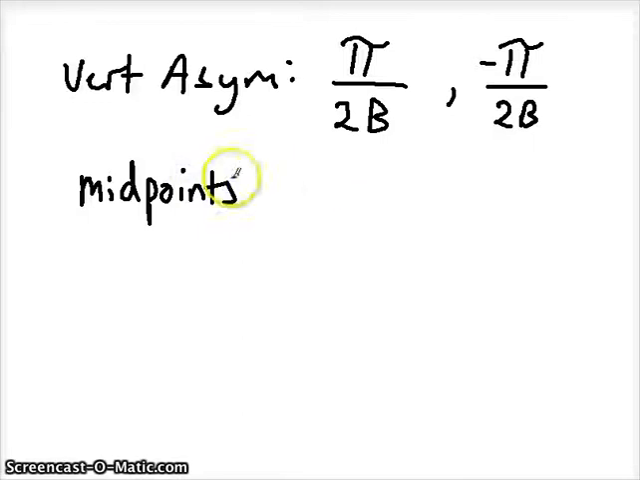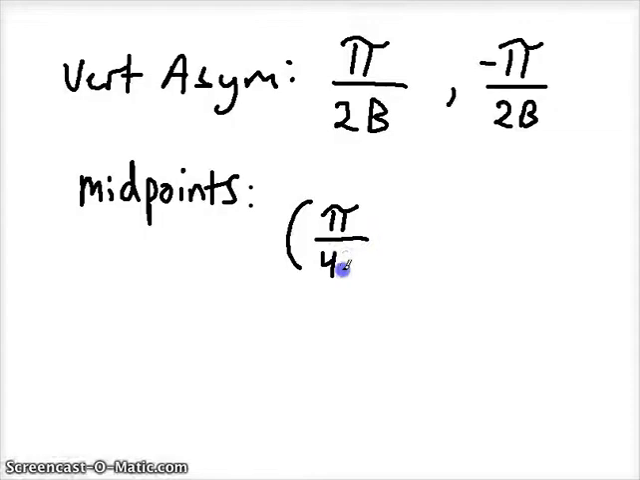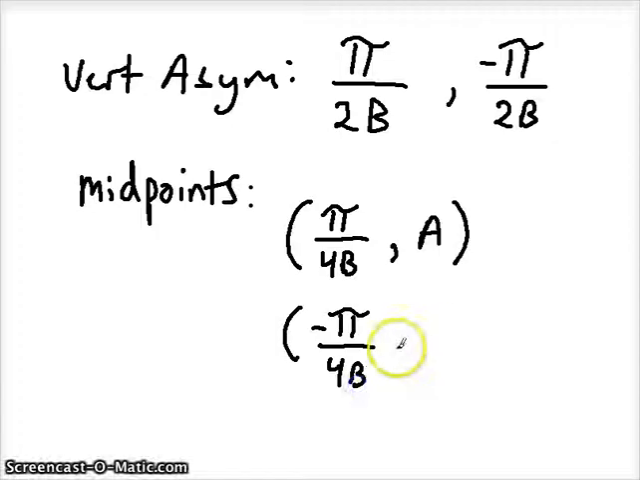Equations for our midpoints are going to look like this. Midpoints are going to be coordinate points, so we're going to have an x and a y value. The x value will be found by doing pi over 4b, because it's going to be halfway between our asymptote and the origin. I'll explain that a little bit more when we get to graphing. The y value is always going to be that a value in the function. So that's where the a comes into play in tangent. So you're going to have the right midpoint or the positive midpoint, and you're also going to have a negative midpoint or the left midpoint, which is just going to be the same values but negative.